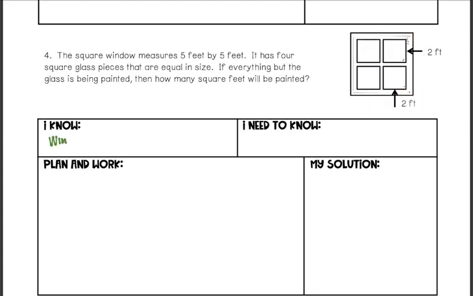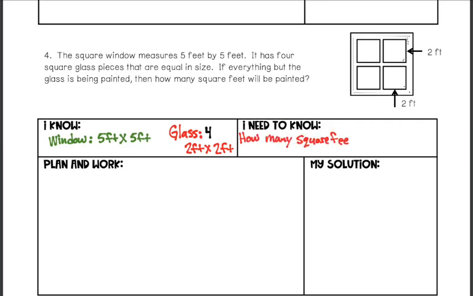So if that were the case, we know that the window is a 5 by 5. And each glass piece is a 2 by 2, but there's 4 of them. So because we know there are 4 pieces that are 2 by 2, we're just going to times our answer by 4 once we find the first one. And what we need to know is how many square feet will be painted.